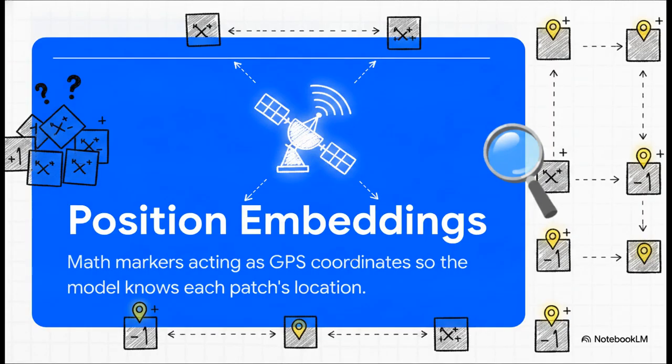Because transformers process that whole open book all at once, they actually have zero idea which patch goes where. If you just hand it a pile of flattened image words, it's totally lost. So we have to add something called position embeddings. You can basically think of these as little mathematical GPS coordinates attached to every single patch. It tells the transformer, hey, this patch belongs in the top left corner, and this one over here goes in the bottom right. It keeps the entire spatial order intact.